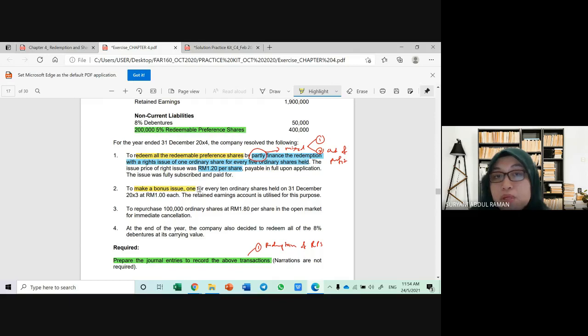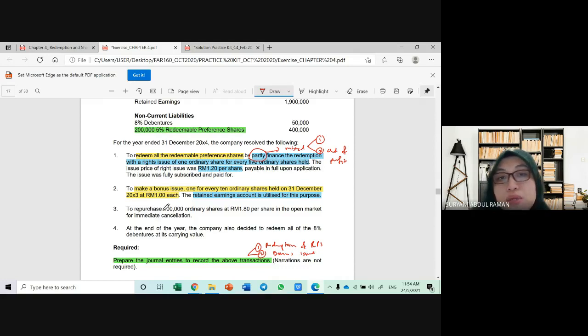This one is about the transaction on bonus issue. So remember, for a bonus issue, we don't take money from our shareholders. Instead, we are using our retained profit to give the bonus shares. So transaction number 2 is about bonus shares. Okay, continue on the next information.